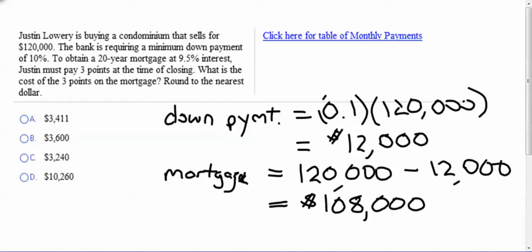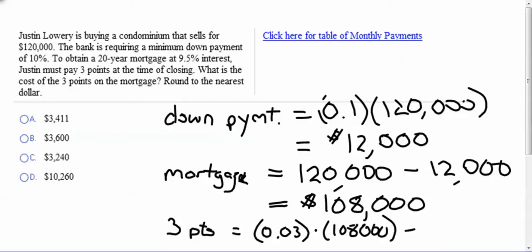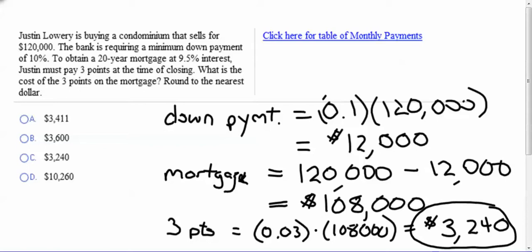Now, in order to buy down that interest rate of 9.5% interest, he's going to have to pay 3 points. So 3 points. Remember, each point is worth 1% of the mortgage amount. So 3 points would be 3% of the loaned amount. 3% as a decimal would be 0.03 of the mortgage amount, which is $108,000. So if we take 3% as a decimal, which is 0.03, and multiply that by $108,000, we get $3,240. That is what he's going to have to pay in addition to his down payment for his points.